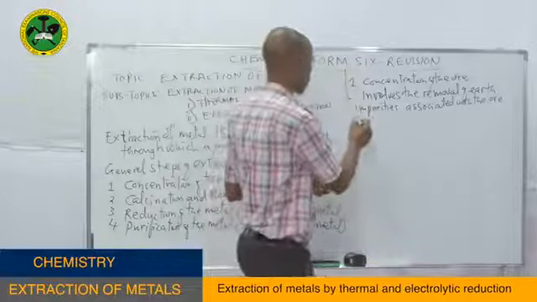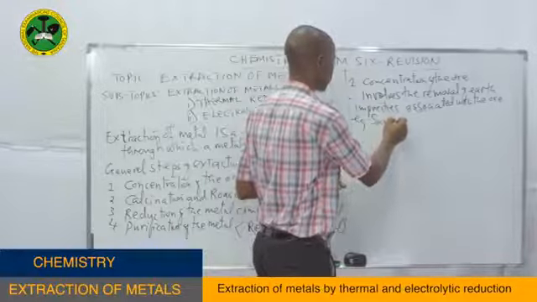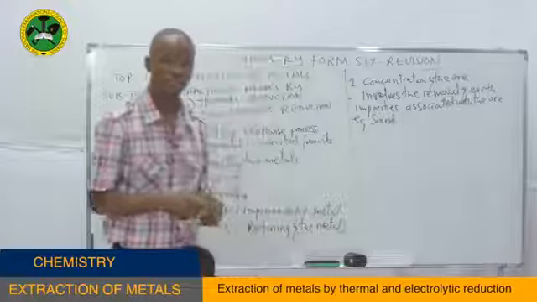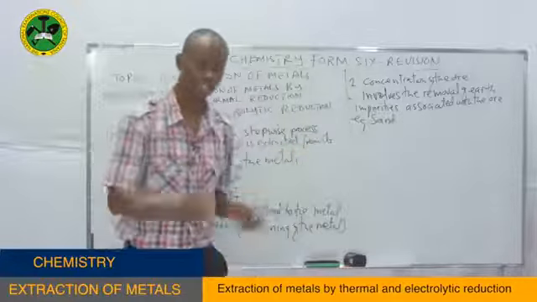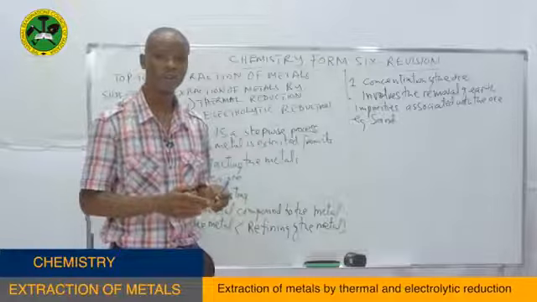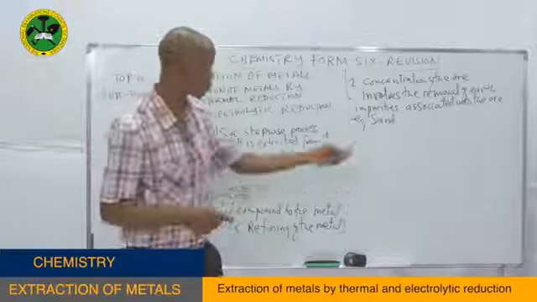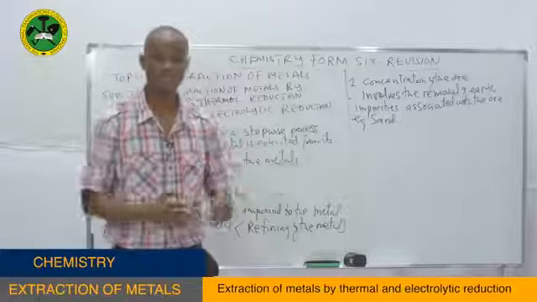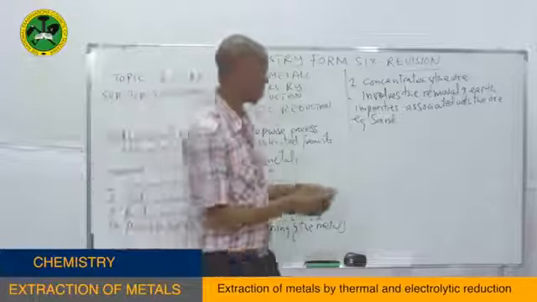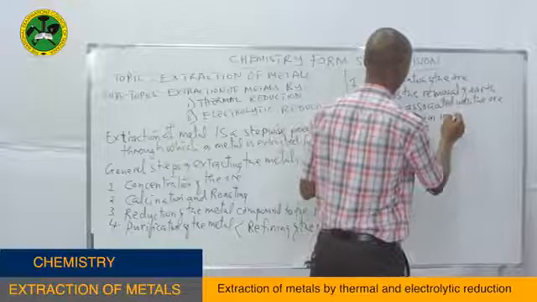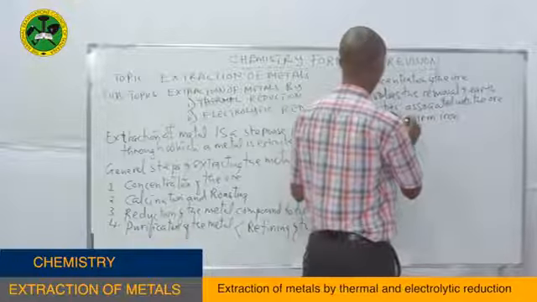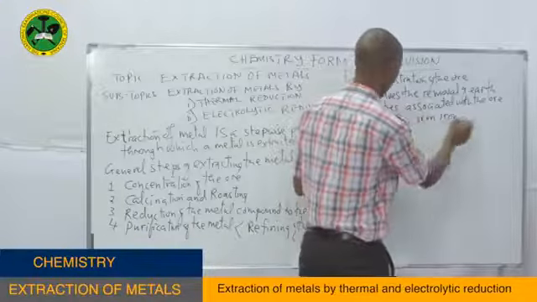For example, we have sand. Sometimes an ore can be associated with the sand. Sand is not wanted. We want the ore, and from the ore we want the metal. So sand is an impurity. It is not wanted. Sand, for example, in the iron ore.